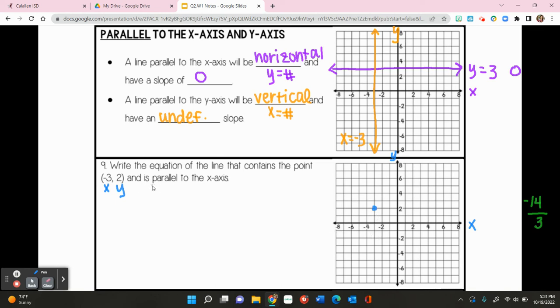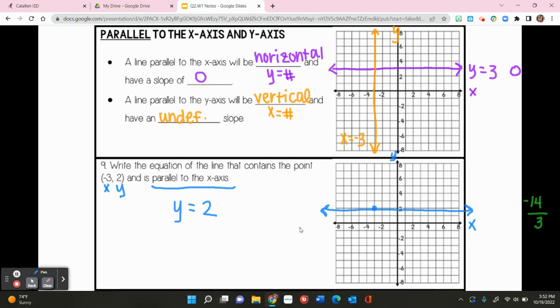Now, I want this to be parallel to the x-axis. So if it's parallel to the x-axis, here's my x-axis, I don't want it to touch. So that means I want to have a horizontal line. I want it to go from side to side. Now, when I'm trying to find the equation of this line, I see that this line hits the y-axis. So the equation would be y equals 2. And my slope, again, would be 0. So that is parallel lines to the x and y axis.